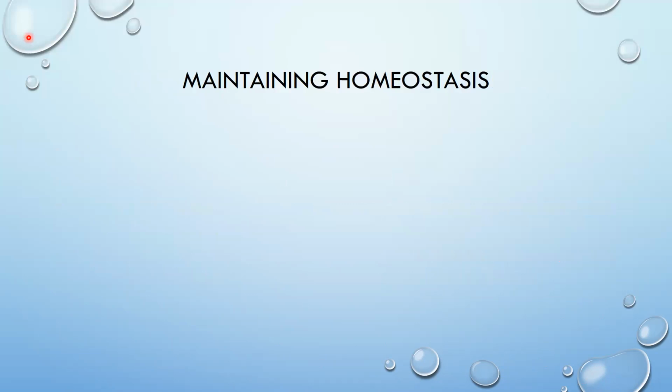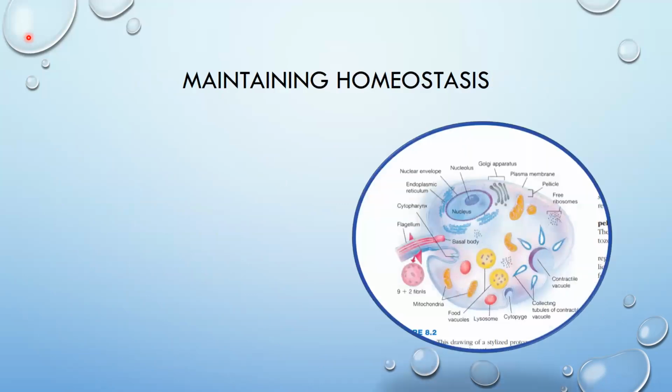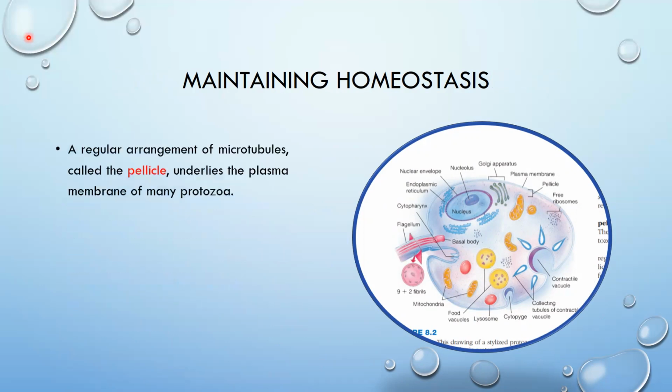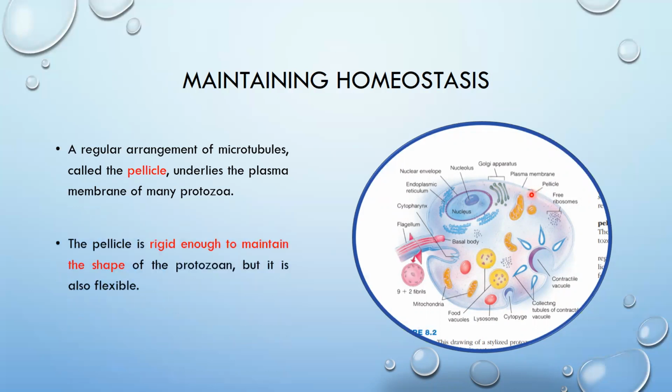Maintaining homeostasis. We'll have a diagram of one of the protozoans, and one by one, we're going to discuss their structures and functions. First of all, a regular arrangement of microtubules called the pellicle underlies the plasma membrane of many protozoans. As you can see in the diagram, this is a protozoan, and just beneath the plasma membrane, a particular arrangement of microtubules is present that is known as the pellicle.